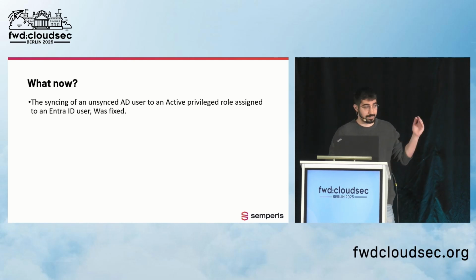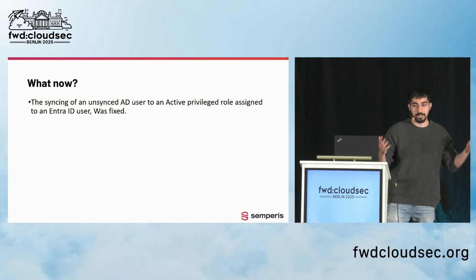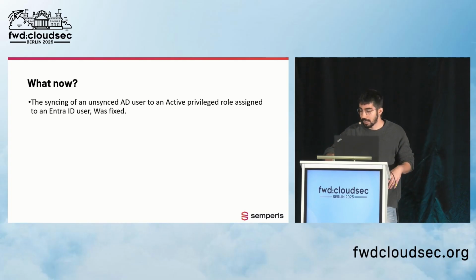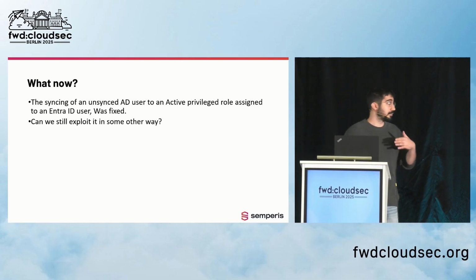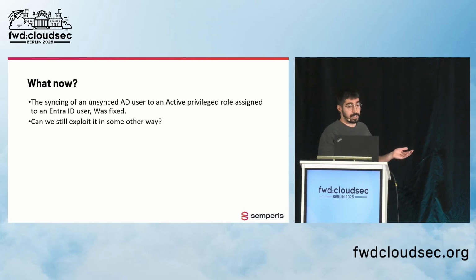So the syncing of an unsynced user with an active privileged role to Entra ID, I'm just going to reiterate it, was fixed. So can we still exploit it in some other way?